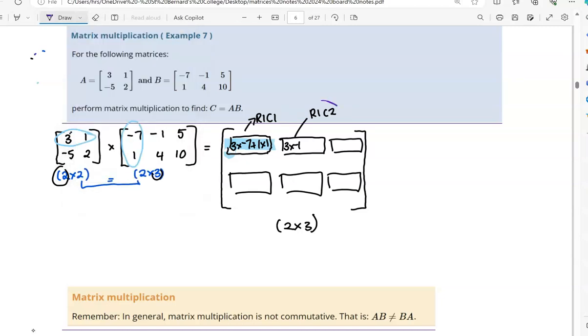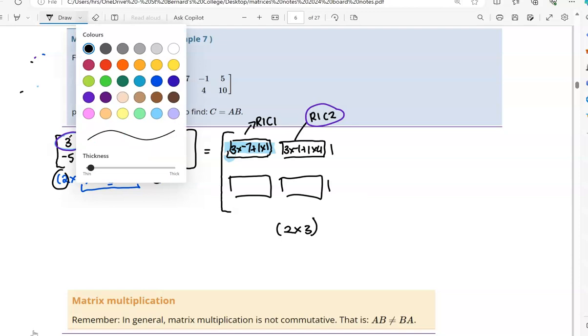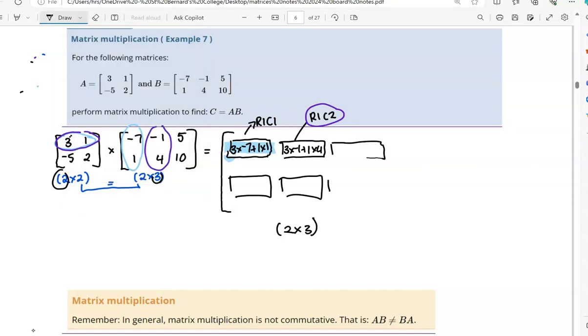So I'm doing this one in purple. I've got to do this row with this column. Okay? So I've got 3 times -1 plus 1 times 4. Okay? And then I'm going to rub this out a bit because I didn't have enough room. Okay, so I'll draw my bigger box.